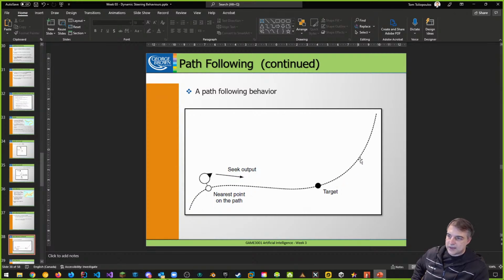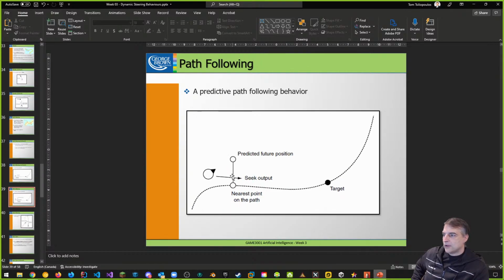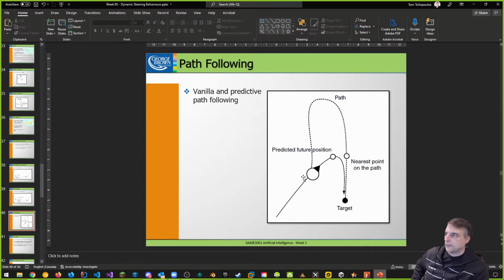Now, is it going to look as natural and smooth as this? Depending on how many target points you have and how far ahead you look. The farther ahead you look, the more jagged it's going to look. The closer ahead you look, the smoother your path following is going to be, right? And you can talk about things like a predicted future position based on the path we want to go to.